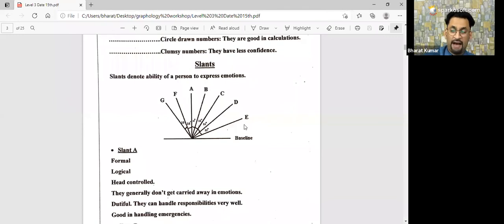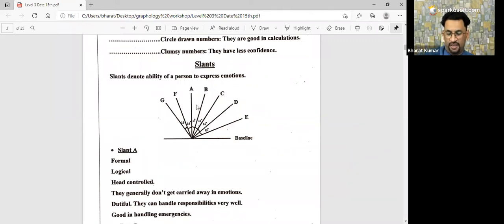Now, they have a very low success ratio, slant E. इनका बहुत कम जिम्मेदारी उठाते हैं अपनी जिंदगी में, lesser responsible, very less success in life, no logic, इतने impulsive, लड़ने मारने को रहेंगे 24 घंटे तैयार. Fight, fight, fight and fight. This is the logic of slant E.